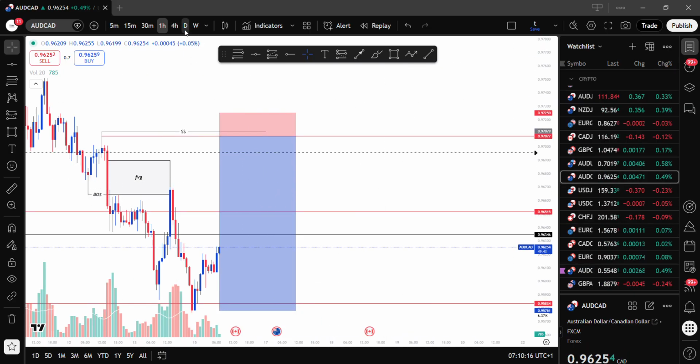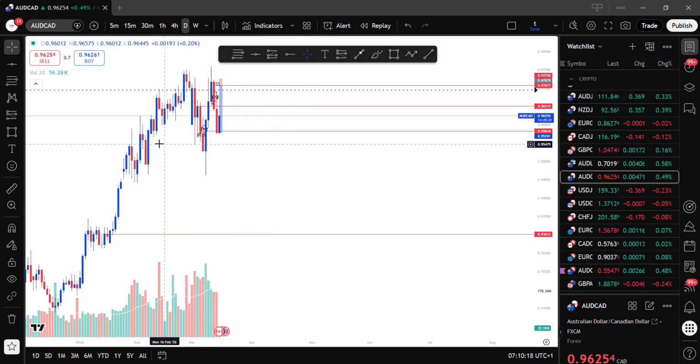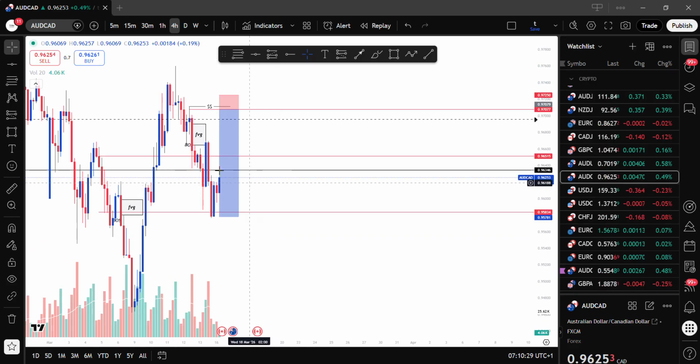On the AUD CAD, if you come to the AUD CAD daily time frame, market has been kind of buying, and it comes to this point, most likely to sell from here, to respect this order block here. But let's see what's happening on the 4 hours.